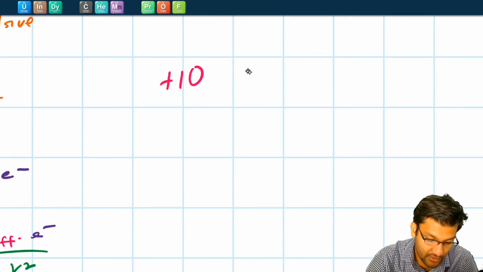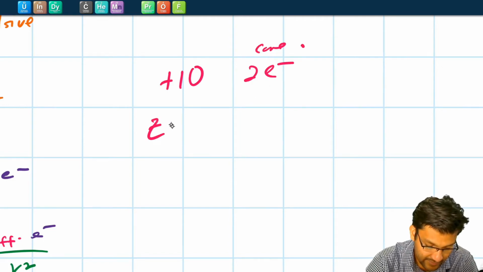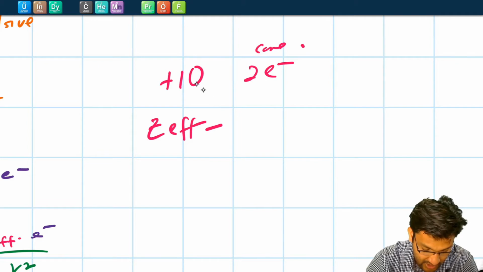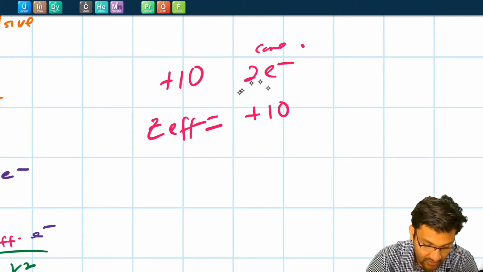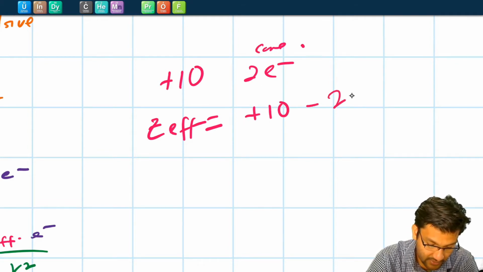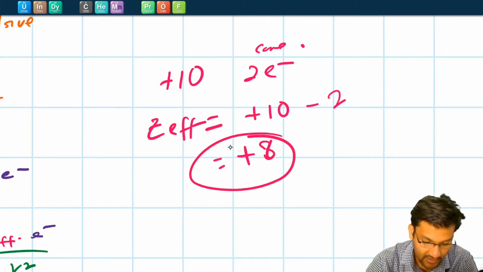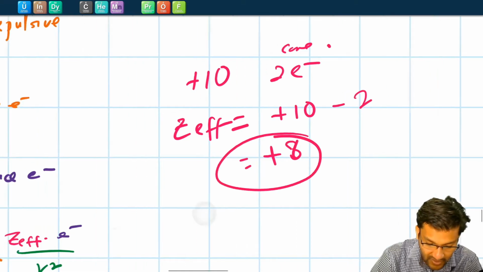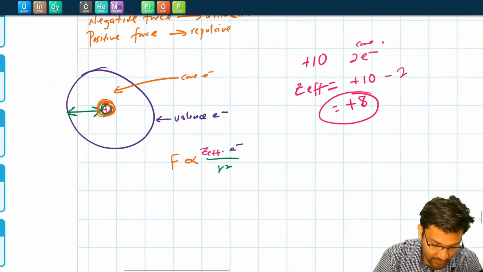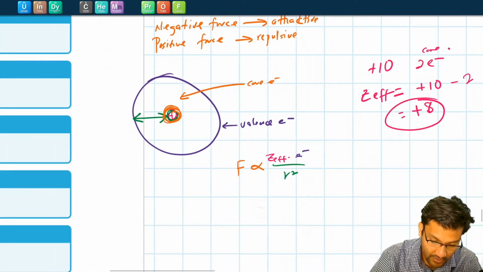But let's say there's two core electrons, then the Z effective will be the positive charge of the nucleus, but subtract out the two negative charge from the two core electrons, so the effective nuclear charge will only be plus 8 because it's screened. So that's going to help us think very much about these other properties that we're gonna talk about.